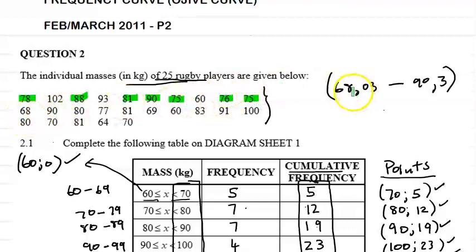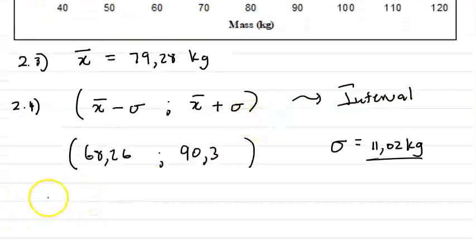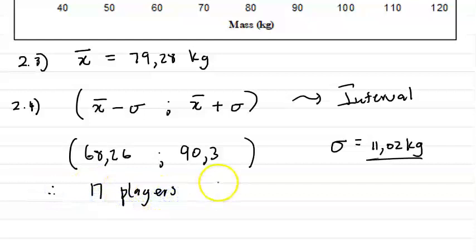Now 68 is below 68.26, so we have to exclude that value. 90, 80, 77, 81, 69, 83, 91 is above 90.3, so we have to exclude that value. 80, 70, 81, and 70. So let's count how many values we have. 1, 2, 3, 4, 5, 6, 7, 8, 9, 10, 11, 12, 13, 14, 15, 16, 17 values. So 17 players are within one standard deviation.